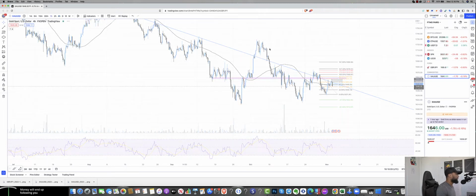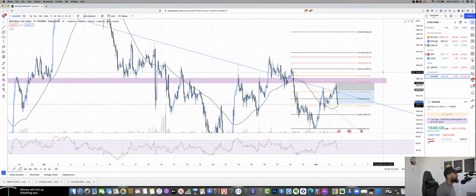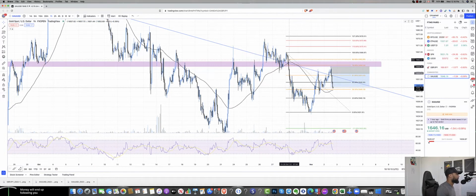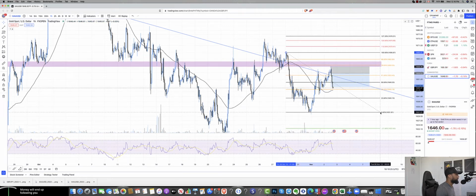I went to the 1 hour, and what I did was I drew my Fibonacci's from point A to point B. So we have point A to point B down here. If you don't know, point A is right here, and then I drew my point B right here, right? Extended it out so I can see. And now I have this area here as a point of confluence.